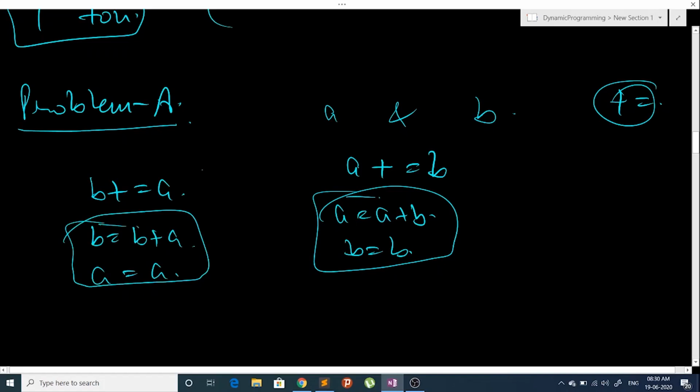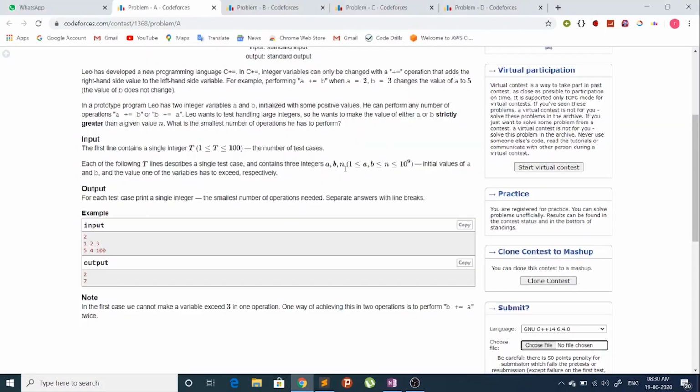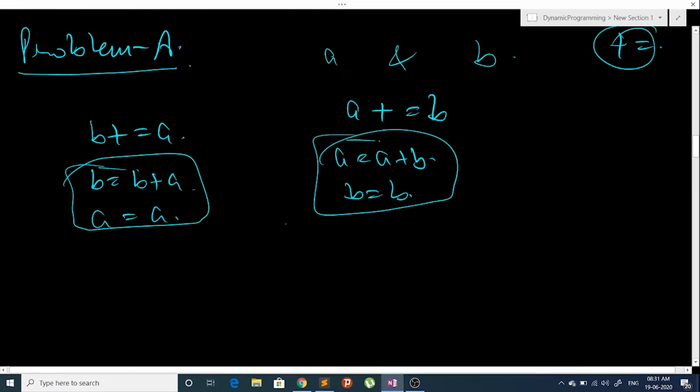Now we have to make any of the numbers strictly greater than n, and we have to do it in the minimum number of operations. How can we do this?